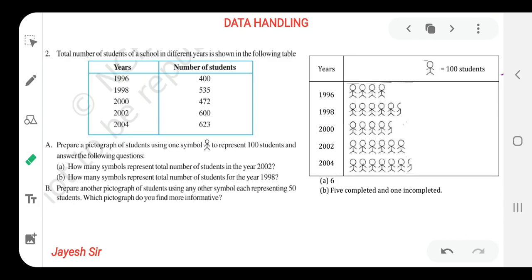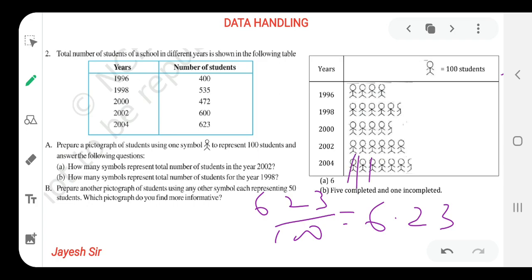So let's begin for 2002. 2002, that is 600 divided by 100. That means 6 complete symbols should be there. 1 2 3 4 5 6. Yes, 6 are there. That means it is correct for 2002 also. So let's begin for 2004. That is 623. 623 divided by 100. So answer would be 6.23. That means 6 full symbols and 1 half symbol. So let us count it. 1 2 3 4 5 6 and 1 half. Yes, so it is also drawn correct.